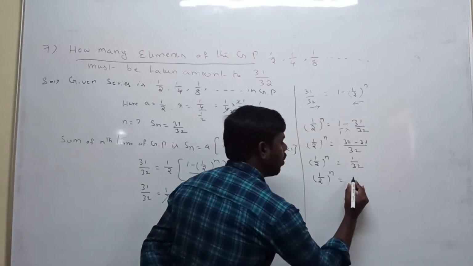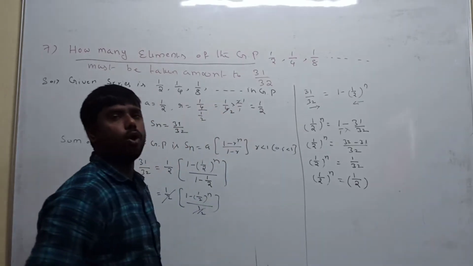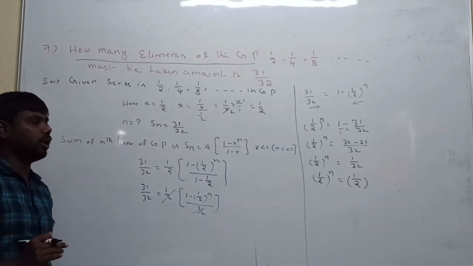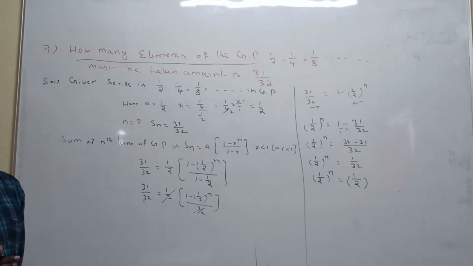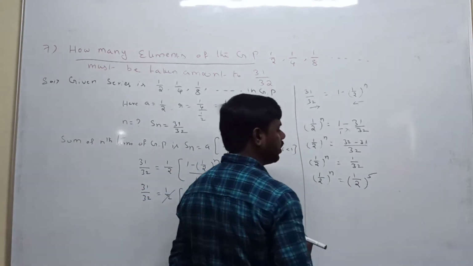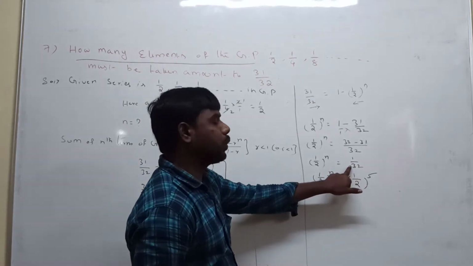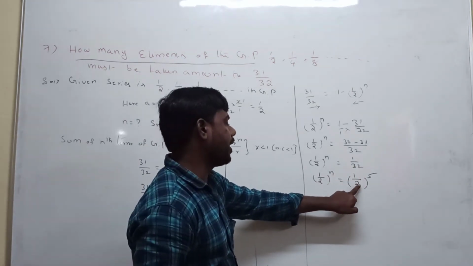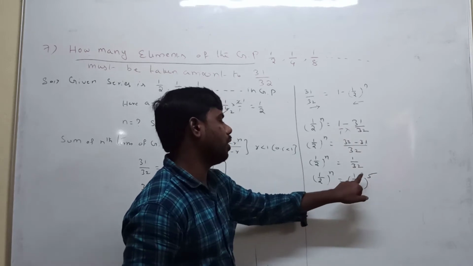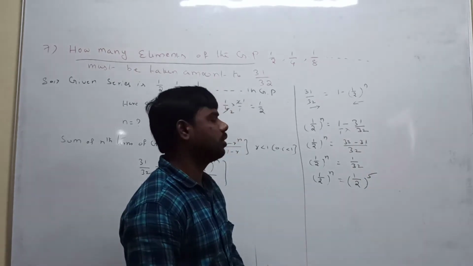So that's why (1/2)^2, how many times should we multiply to get the value 32? It should be 5 times. So 2 to the power of 5 is 32. That's why 1/32 can be written as (1/2)^5. 1 to the power of 5 is 1 only, and 2 to the power of 5 is 32.